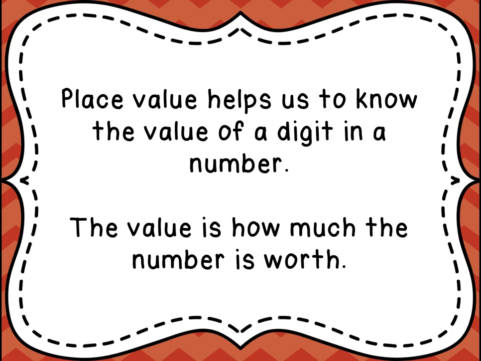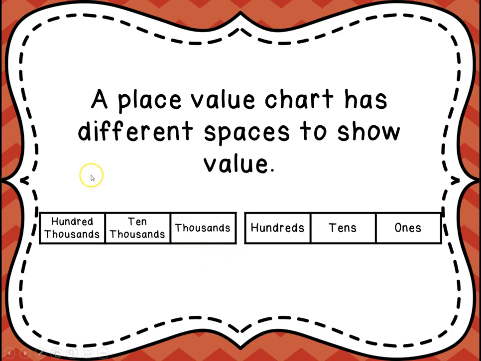Now, place value helps us to know the value of a digit in a number. The value is how much the number is worth. A place value chart has different spaces to show value. We have the ones, the tens, the hundreds, the thousands, the 10,000s, the 100,000s, and it will continue on and on and on depending on how we look at it.